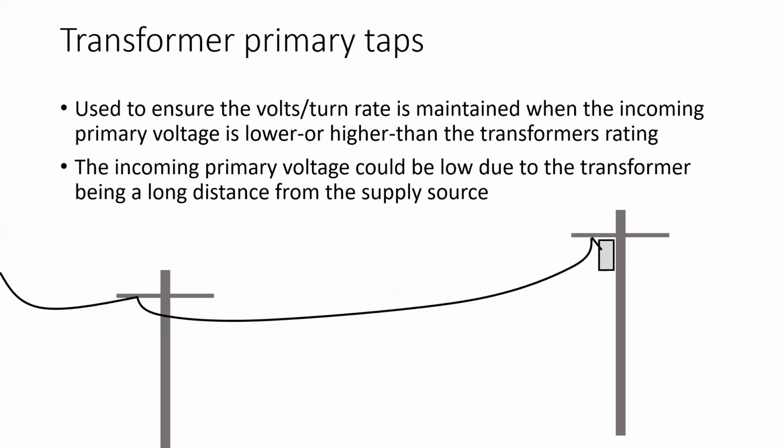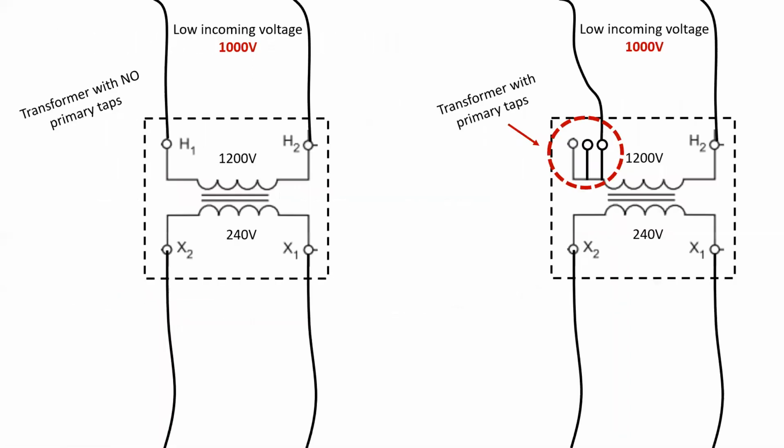Primary taps are used in a different way. They're used to ensure the volts per turn rate is maintained when the incoming primary voltage is lower or higher than the transformer's rating. The incoming primary voltage could be low due to the transformer being a long distance from the supply source, which would be the case on single line high voltage distribution where we have pole mount transformers out to an acreage or something. So the implications or the desirability of primary taps are best illustrated with an example.